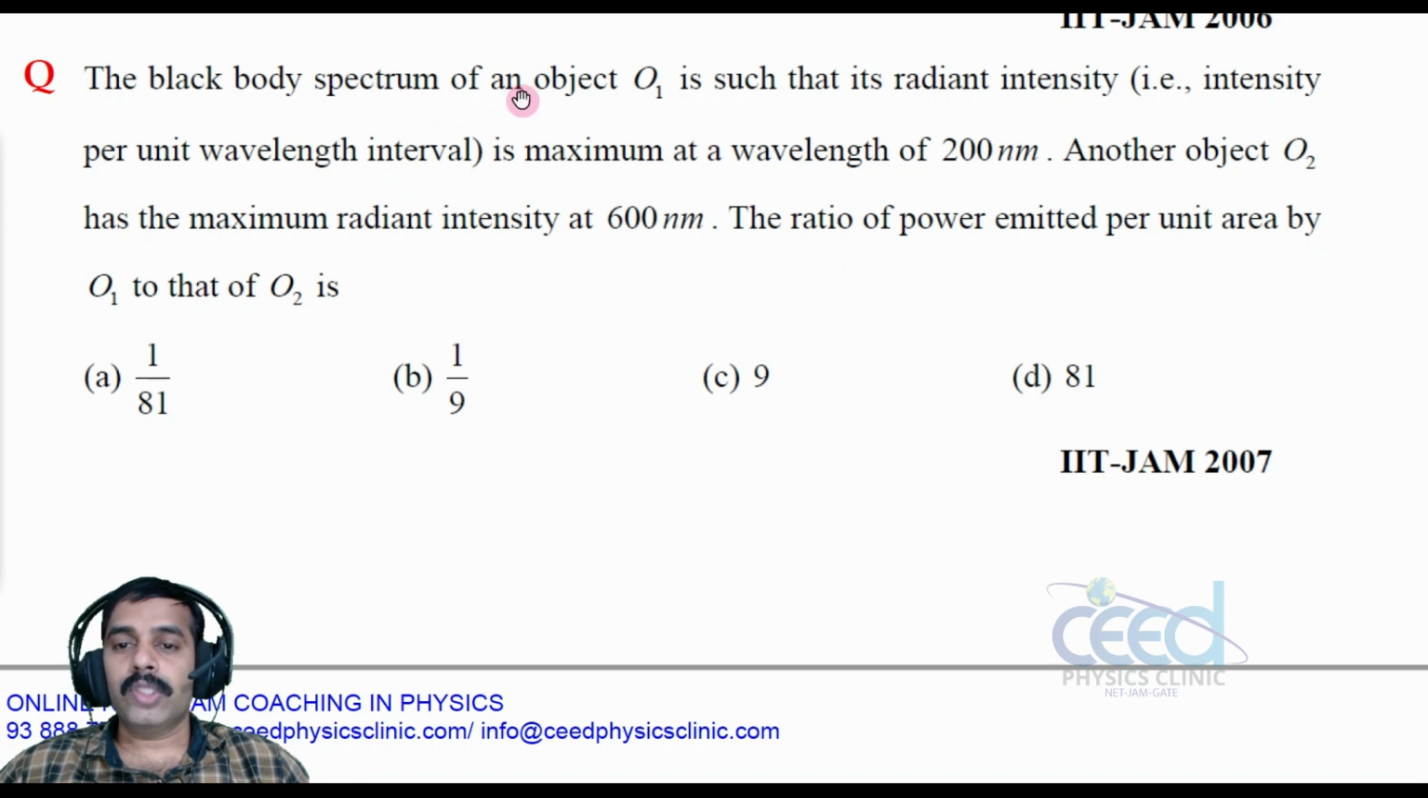The black body spectrum of an object O1 is such that the radiant intensity per unit wavelength interval is maximum at a wavelength of 200 nanometer. Another object O2 has the maximum radiant intensity at 600 nanometer. The ratio of power emitted per unit area by O1 to that of O2 is, that is the question, right?